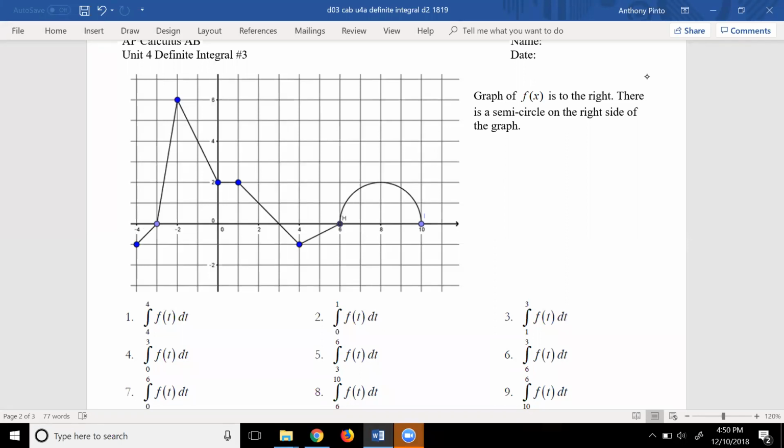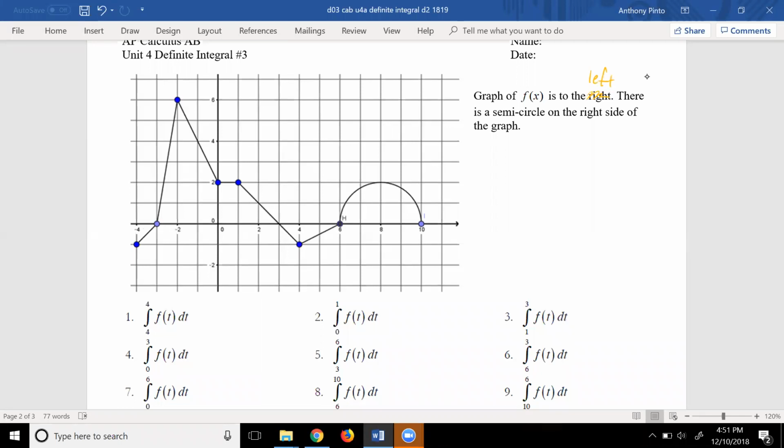And we were given f of x here. I don't know why it says it's to the right. It's actually to the left. But what we need to do, like we said in class, is remember the integral is really the area underneath our curve. So one thing to keep in mind is that this shape right here is a semicircle. So as we figure out the area of each one of these sections, just remember that that is a semicircle.